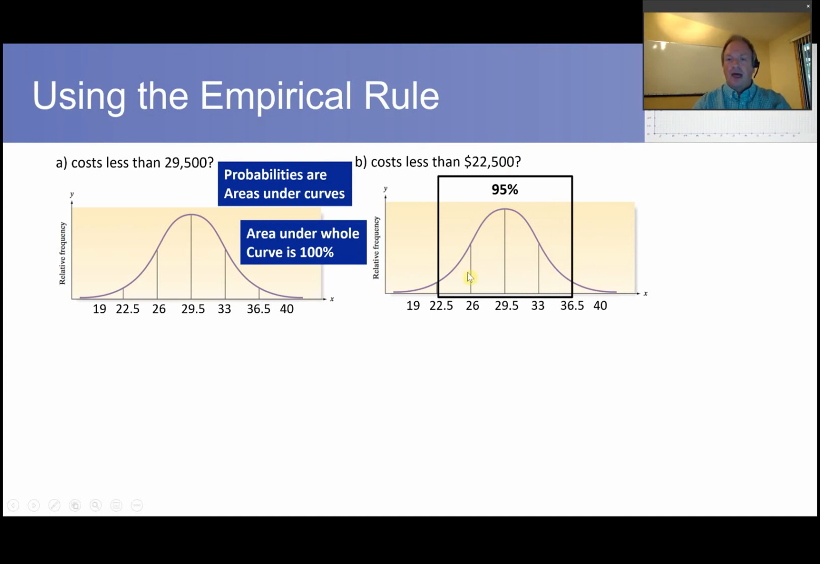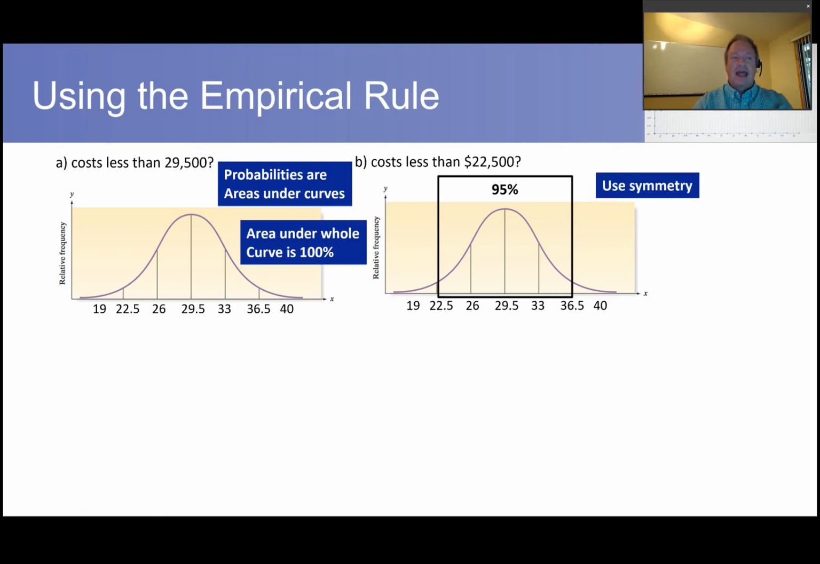Now, the area under the whole curve is 100%. So I notice that I can kind of break this curve up into 3 parts. This little tail here, this middle part that's 95%, and this little tail here. And the areas of these 3 regions have to add up to 100%. So if this middle region has an area of 95%, the area of these 2 tails, to make everything add up to 100%, has to be 5%.